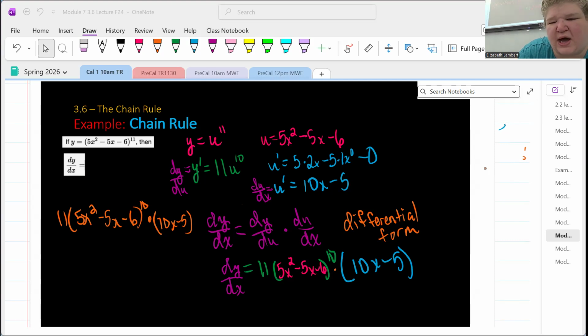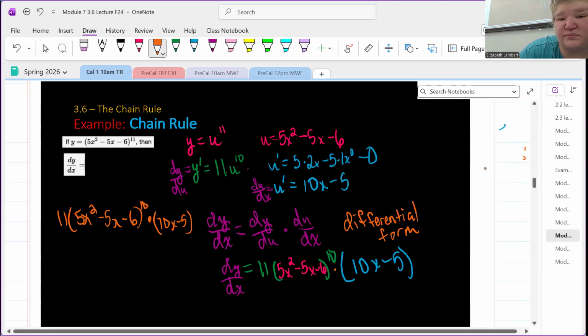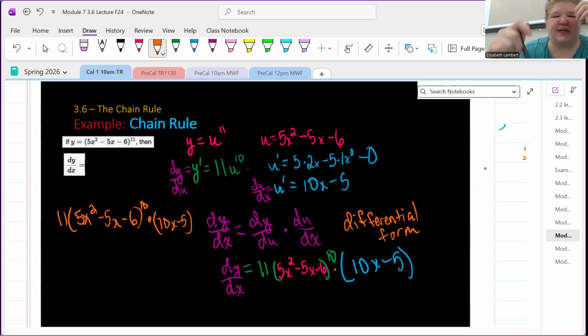So when we say dy du, that's saying take the derivative of y with respect to u. And that's because I wrote y in terms of u. So when I did my y prime and I treated u as a variable like it was an x, then I was taking the derivative with respect to u. So I got the 11u to the 10th. Then du dx was taking my u, which was defined in terms of x, and taking the derivative with respect to x. So I'm treating x as my variable of focus.